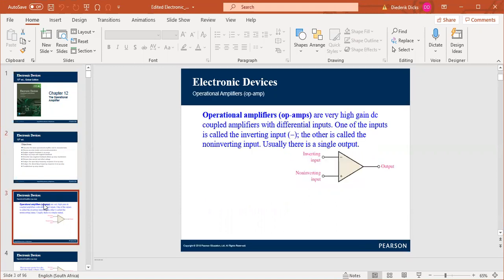As you can see, the op-amp is a very high gain DC coupled amplifier with differential inputs, consisting of an IC with an inverting and a non-inverting input, an output, and a plus and a minus supply voltage.